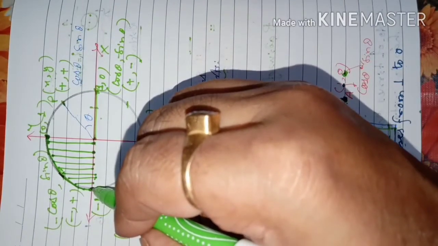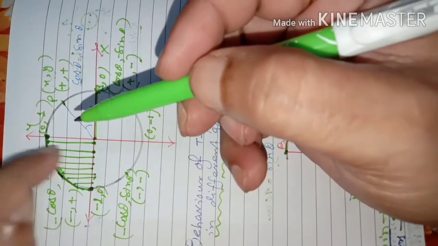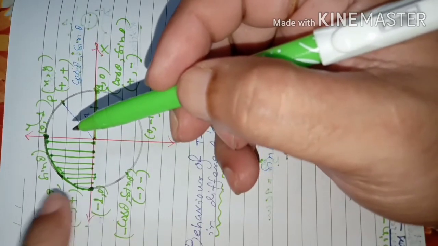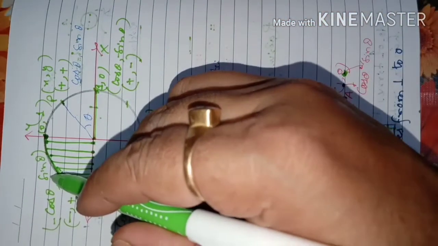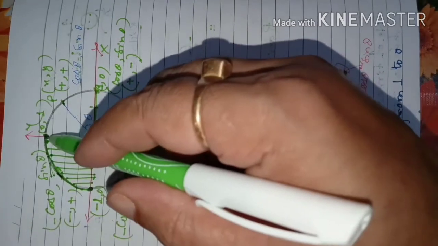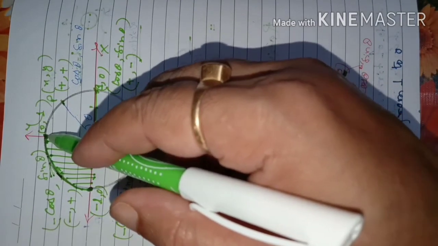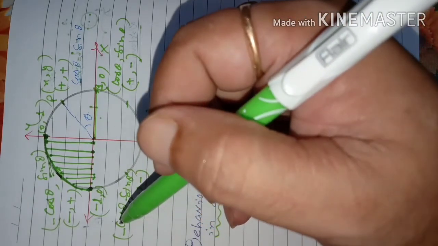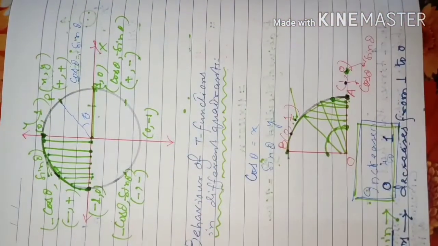Lastly, it has become 0 here. That means the height is decreasing from 1 to 0. In the second quadrant, what is happening? The value of sine theta is changing from 1 to 0. So sine theta decreases from 1 to 0 in the second quadrant.